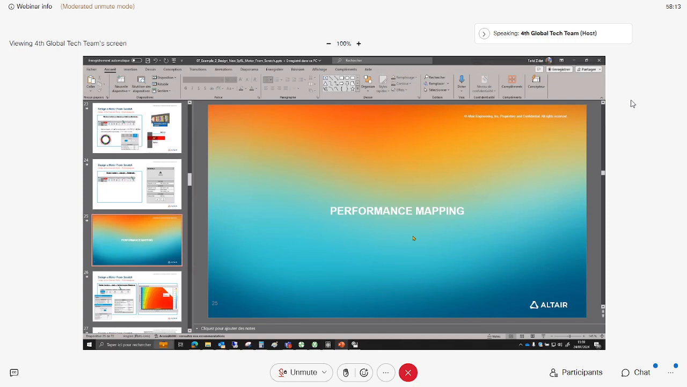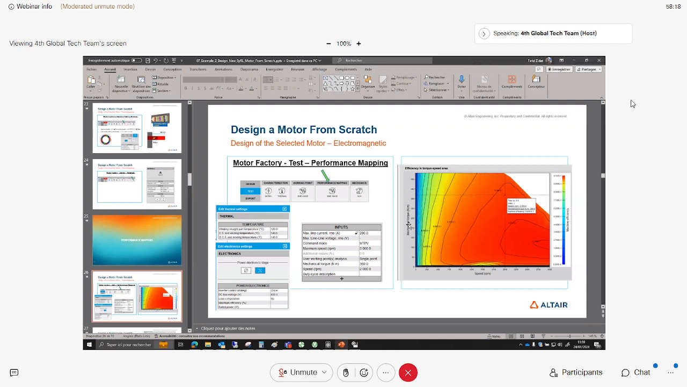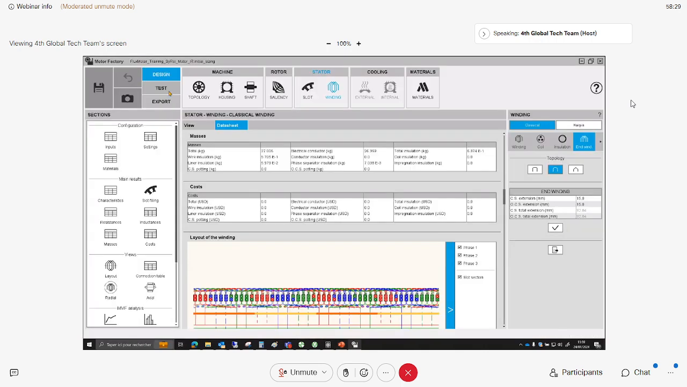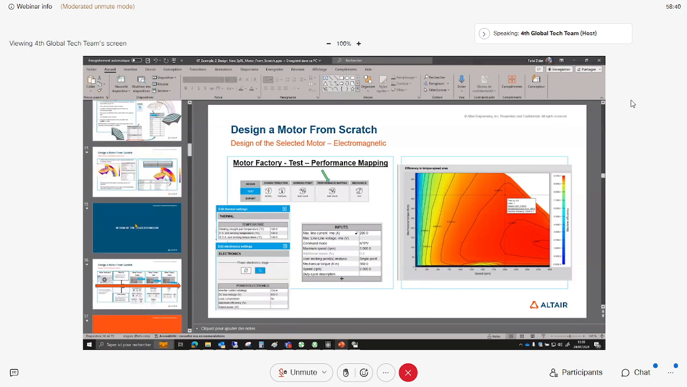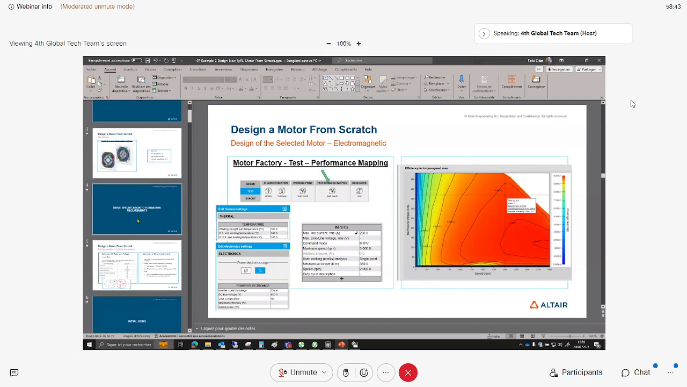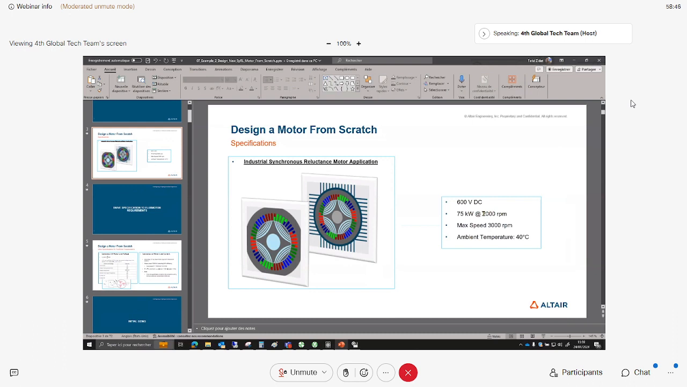Once I finish the materials, now it's time to make the test. The first test I am going to do is sine wave performance mapping. Sine wave performance mapping is here, so you can go here. What is interesting for me is that there are 2 points indicated in the specification, if you remember. I need 75 kilowatts at 2000 RPM and a maximum speed of 3000 RPM.